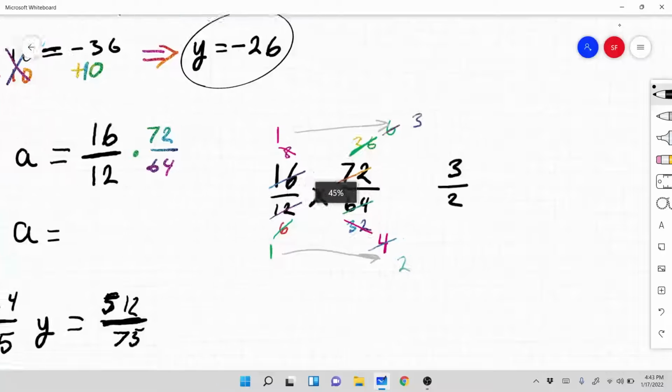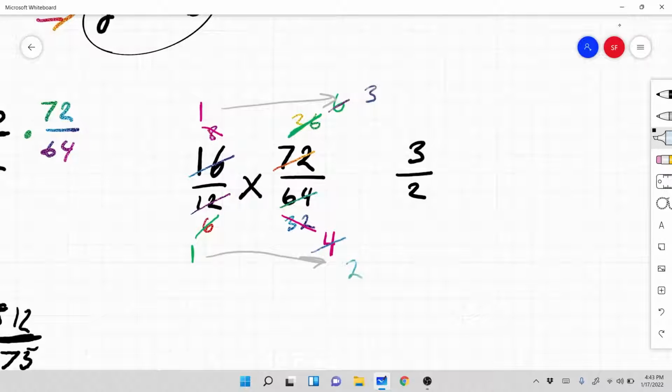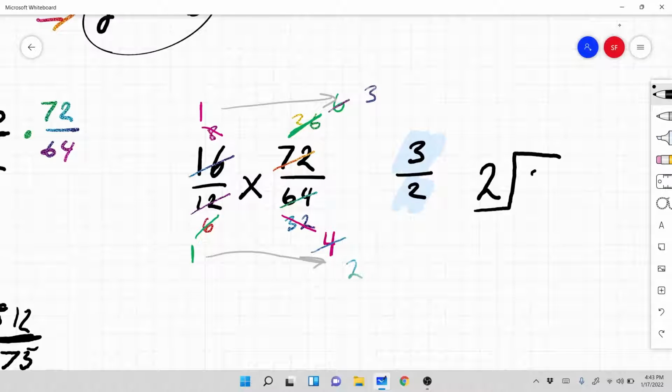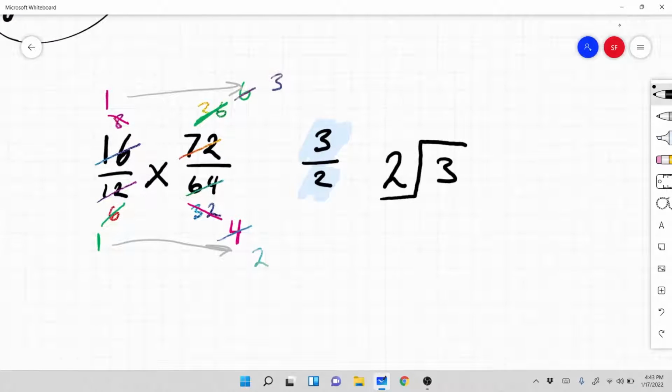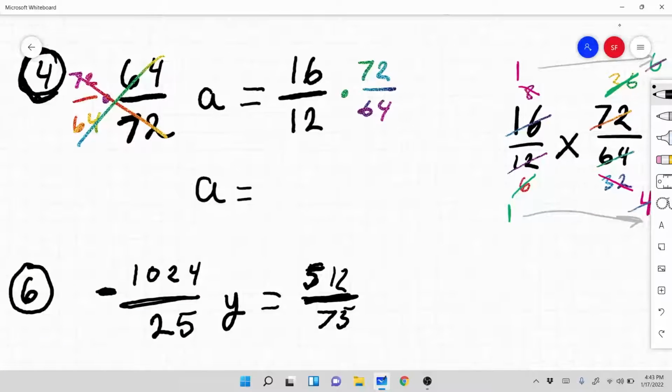Now, we're going to do one more thing with 3 halves because we don't like this top number to be bigger than the bottom number, right? So we're going to go ahead and divide that out and convert that into a mixed number. You may be able to see that one without doing the scratch paper work, but just so we're clear on what's happening, we're dividing 2 into 3, right? 2 goes into 3 once. 1 times 2 is 2. 3 minus 2 is 1. 2 doesn't go into 1, so we're going to put it 1 over this number, which is 2. So our answer is 1 1/2.